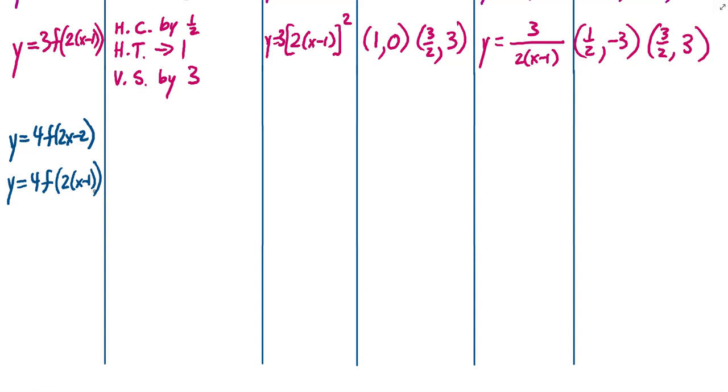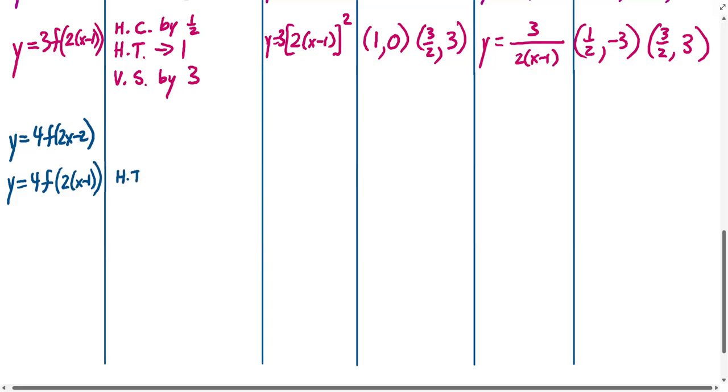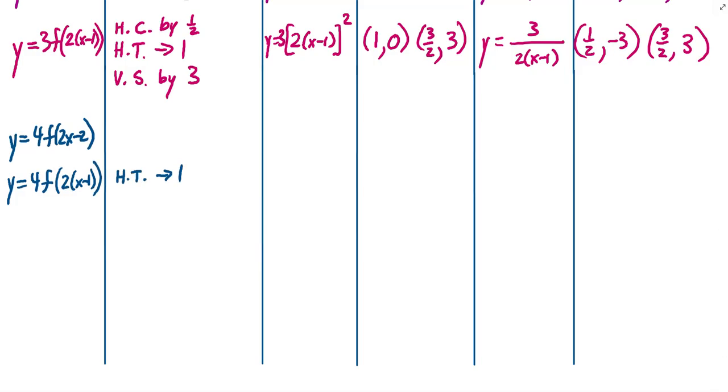it's pretty straightforward. We have a horizontal shift, a translation right by 1. We have a horizontal compression by 1/2, because I take the 2 and I take the reciprocal of it. And we have a vertical stretch by 4. So in fact, this will be very similar to the previous example.